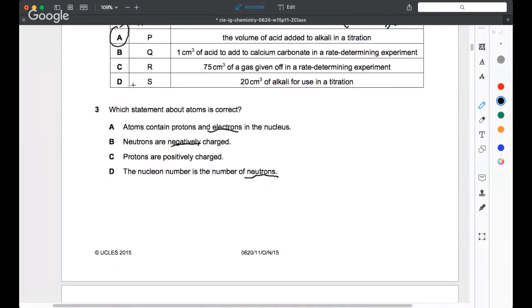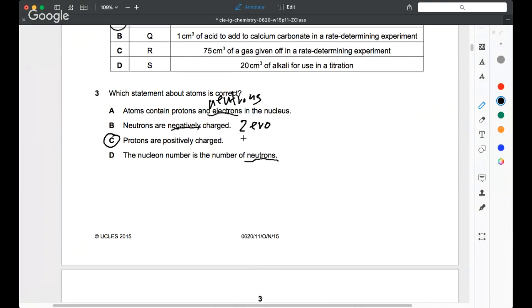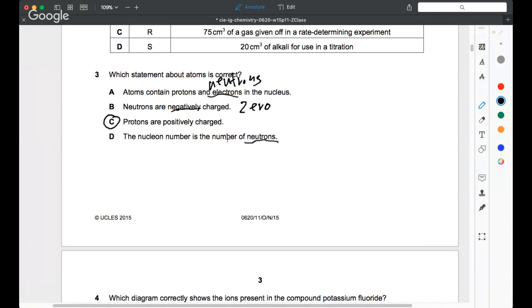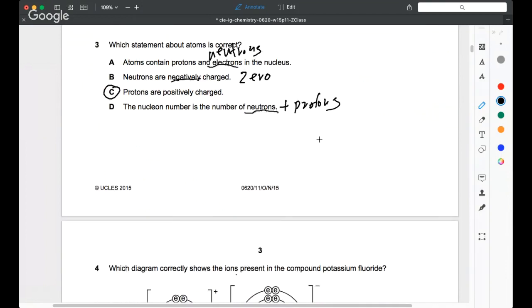So question 3, which statement is correct? Only C is correct. A, protons are positively charged, is wrong because protons and neutrons are in the nucleus. B is wrong because a neutron has 0 charge. D is also wrong because nucleon number is the number of neutrons plus protons. Okay, question 4.